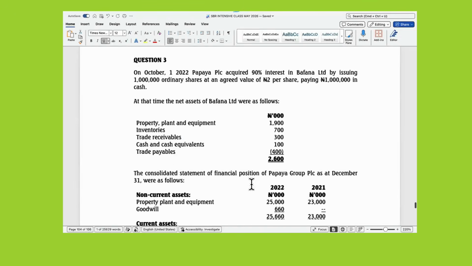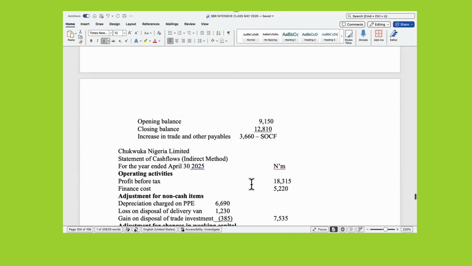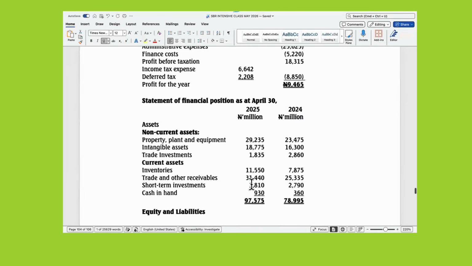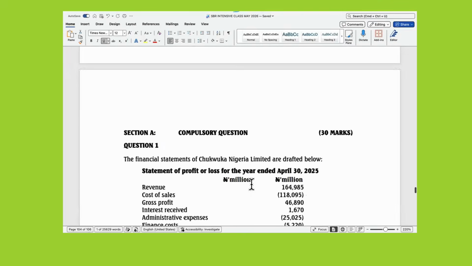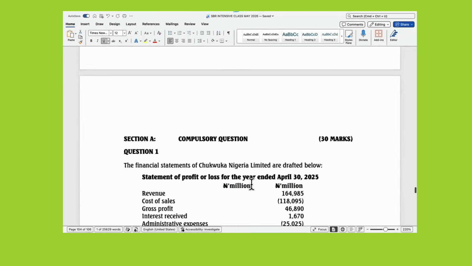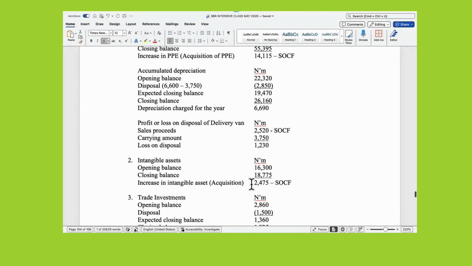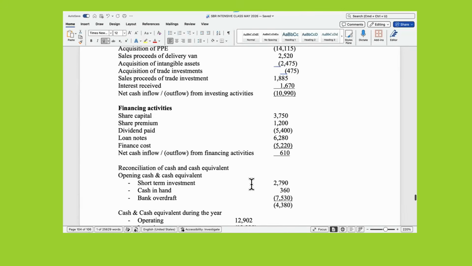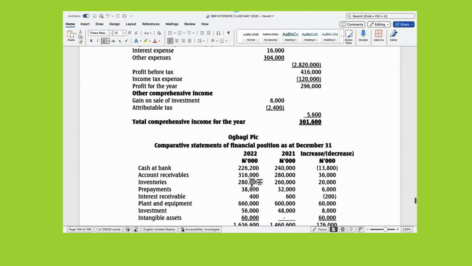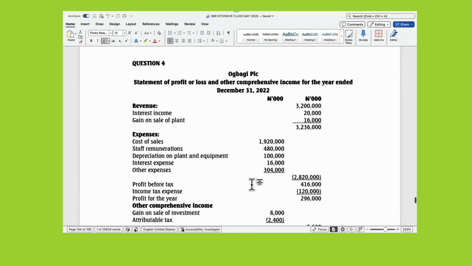Now, they can ask you for direct method. Direct method does not change anything. The methodology does not change. Nothing changes in direct method. It's the same thing. Just do your movement in position. Then you're done. So you can take your time to look at this question.